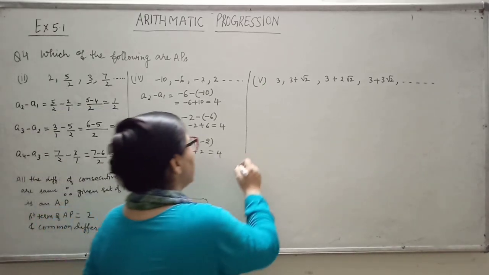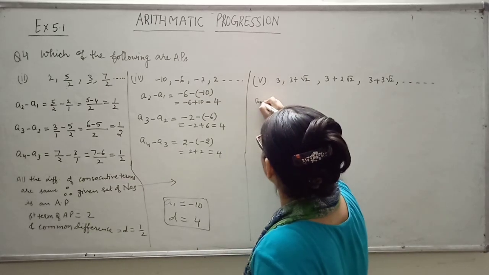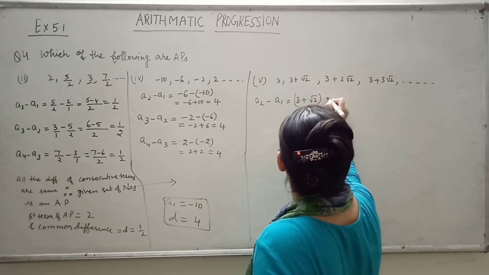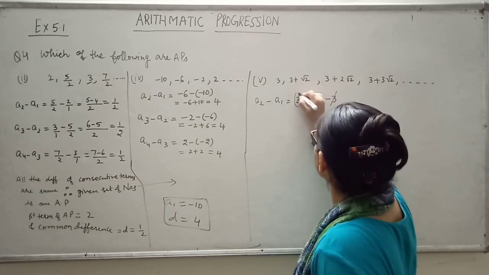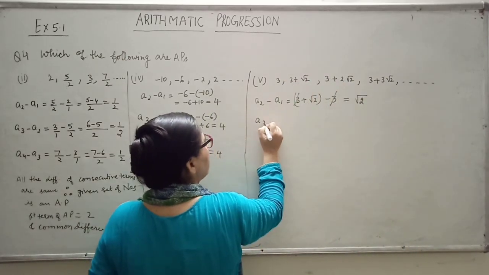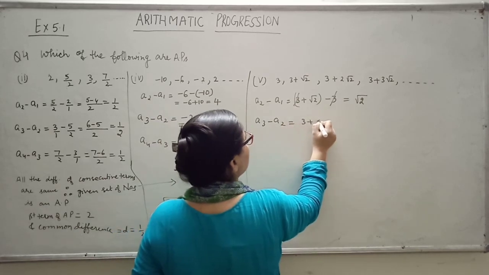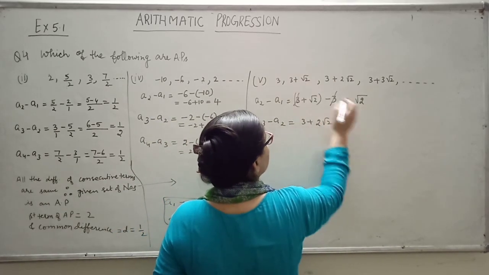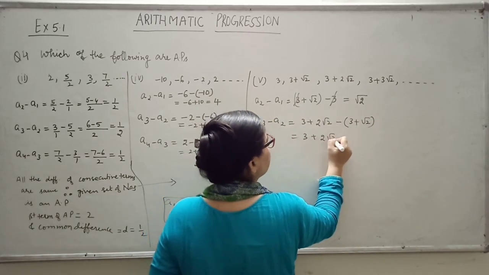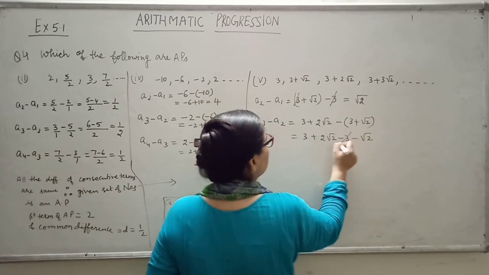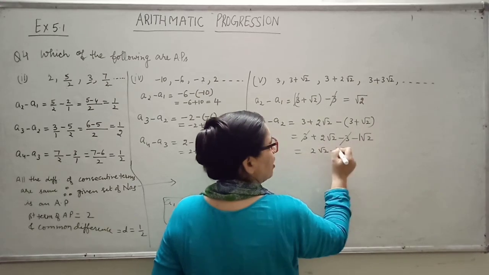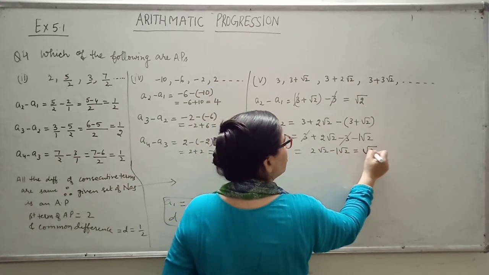Okay, so come to the next question here. What is A2 minus A1? A2 is 3 plus root 2 minus A1, that is 3. So this is cancelled, and you are left with root 2. Now A3 minus A2: 3 plus 2 root 2 minus 3 plus root 2. We need to open it because there is a negative sign outside the bracket. So this is cancelled, 2 root 2 minus 1 root 2, because it is 1 root 2. So this is root 2.